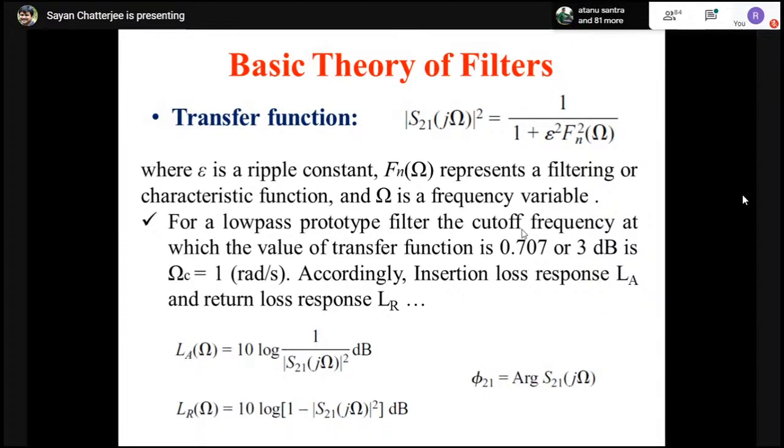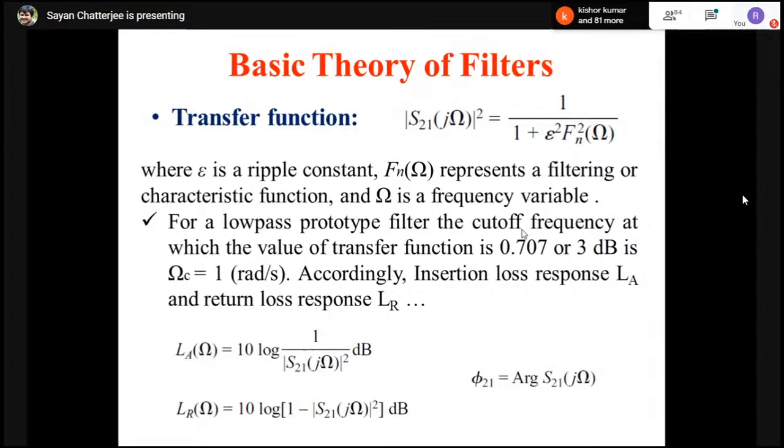With that, any filter characteristic can be defined in terms of the transmission characteristics, where epsilon is the ripple constant. As it is a general one, we are not concentrating initially on Chebyshev only; it may be Butterworth. So we basically have a general equation, and there is a normalized function. This is an important factor.